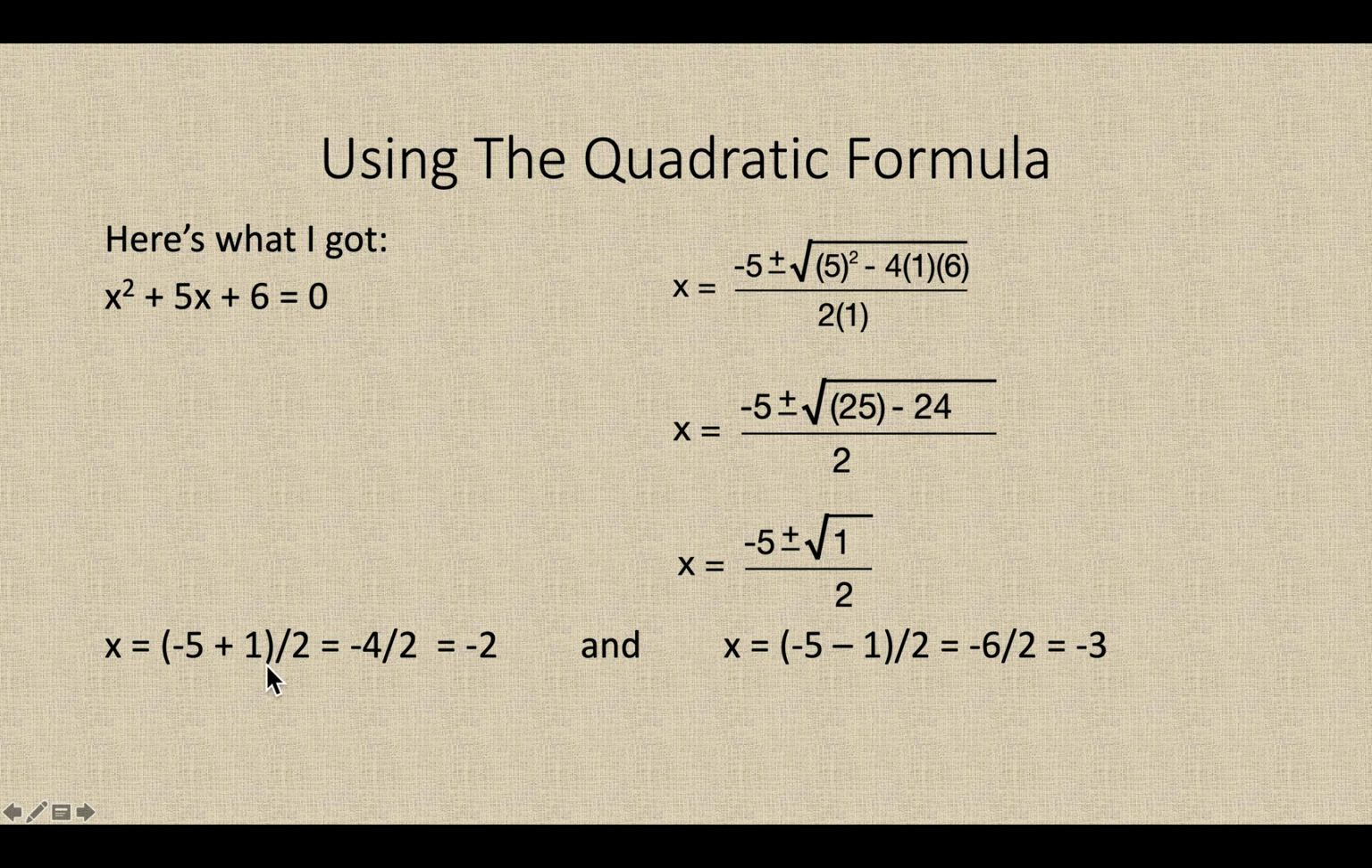So negative 5 plus 1 will give us a negative 4 divided by 2 is equal to negative 2. And here we've got negative 5 minus 1 is a negative 6 divided by 2 equals a negative 3. So our answers, x is equal to negative 2 or x is equal to negative 3.